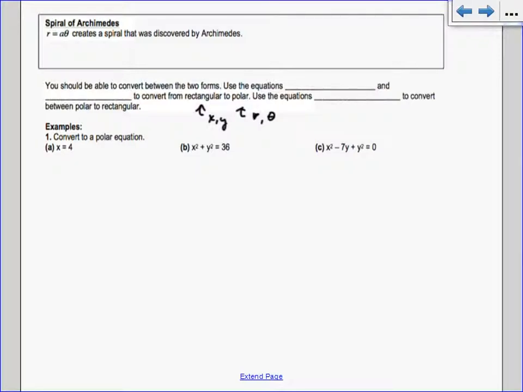Okay, so there are three different equations that you need in order to switch from rectangular to polar or polar to rectangular. So I know I wrote this a little bit funny in your notes, but these are the three that you need to know. The first one is that x equals r times cosine theta. The second one is that y is equal to r times sine of theta. And then the last one is that r is equal to the square root of x squared plus y squared. In other words, r squared is equal to x squared plus y squared.